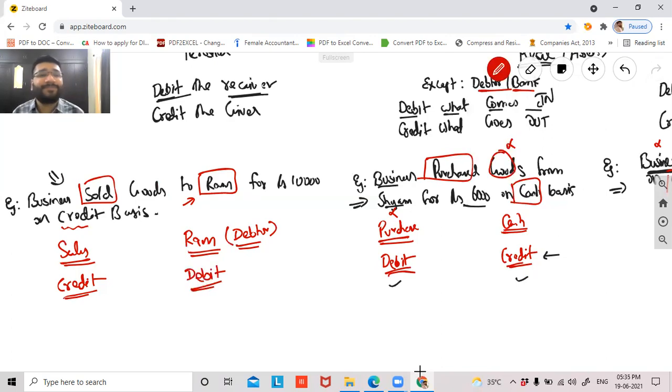Tell me guys, what do you say? Ram is a debtor. Guys, Ram from my business is a customer. Ram is a customer for my business. I need to remember to collect money from him. He's my debtor. Debtor is an asset. Asset means something you own, or something you expect to receive money from in future. So debtor, I don't own it, but I expect to receive the money from the debtor in future. So thereby Ram is debtor, and debit the receiver. Debit the receiver. I'll give one more example.